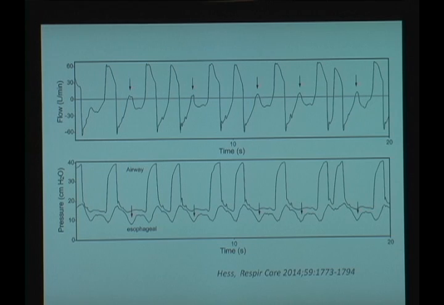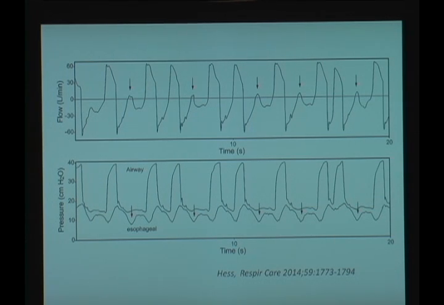So did we need to put in an esophageal balloon to figure this out? This actually makes for a great slide for the teaching point. But do we need to put in esophageal balloons to figure out that the patient has autopeep that is getting in the way of the patient triggering? How would you figure this out without the esophageal balloon?